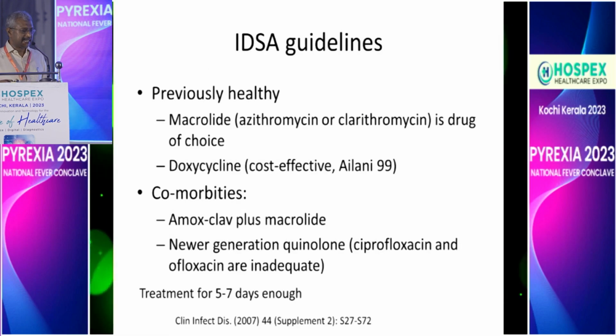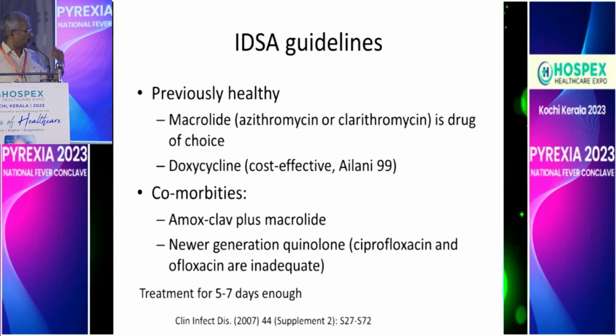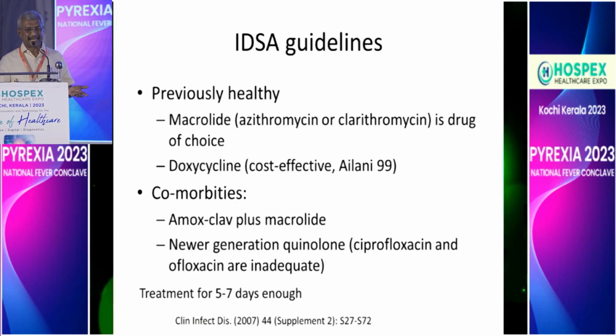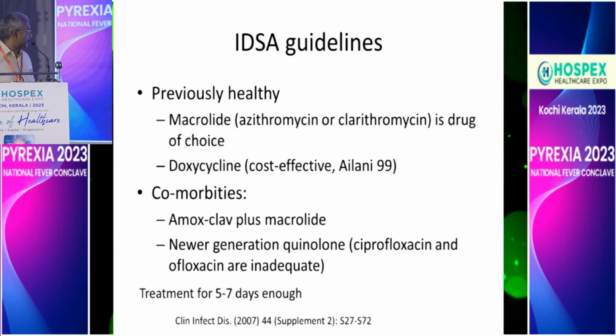So what does the IDSA guideline say? If the patient is previously healthy, you can use azithromycin or a macrolide for that matter, or doxycycline. If the patient has some comorbidities, you can go ahead with amoxicillin-clavulanic acid, and there's no need of admission if the patient is very stable. You don't need to admit such patients with outpatient community-acquired pneumonia if the patient is very stable. And you even have that severity scoring as well.